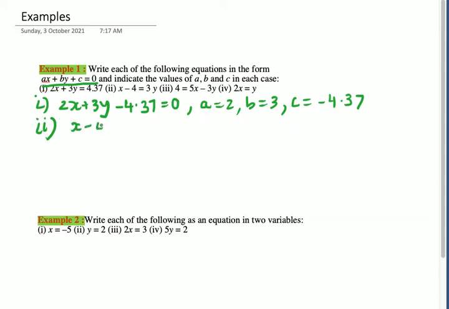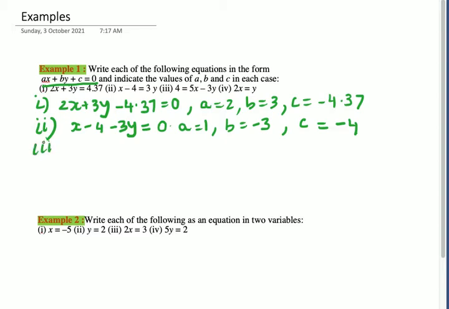So the next problem, x minus 4, and we can bring the 3y on this side of the equation, it becomes minus 3y, the sign changes, and in this case we have a is equal to 1, b is equal to minus 3, which is the value of the coefficient of y, and c is equal to minus 4.